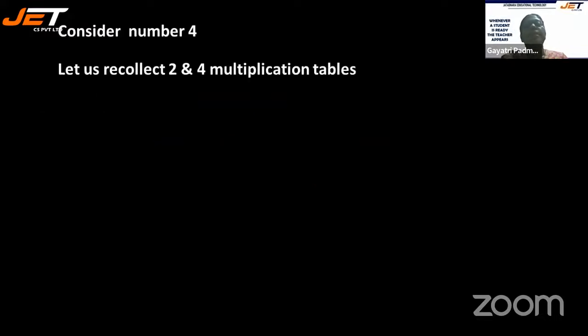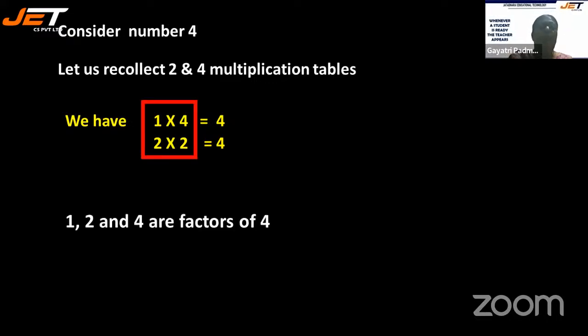Now let us consider the number 4. Let us recollect the 2 and 4 multiplication tables. 1 four is 4, 2 twos are 4. Therefore, 1, 2, and 4. Even 1 has to be taken. So 1, 2, and 4 are the factors of 4.